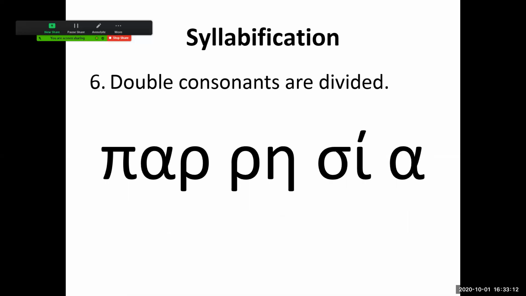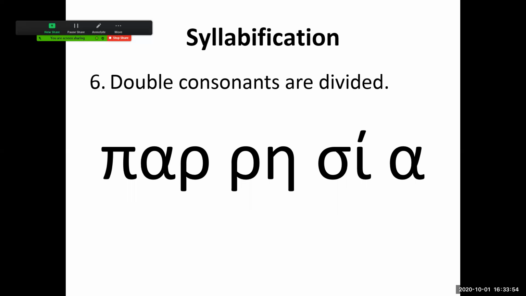Another rule, double consonants are divided. So for example, here we have two rhos together, par, roe, and each is pronounced separately, paresia. Notice that the accent is on the sia. And words that end in a last vowel, where the second to the last vowel is an iota, generally have the accent on the iota. So like koinonia, not koinonia, as is often pronounced. Koinonia, fellowship.